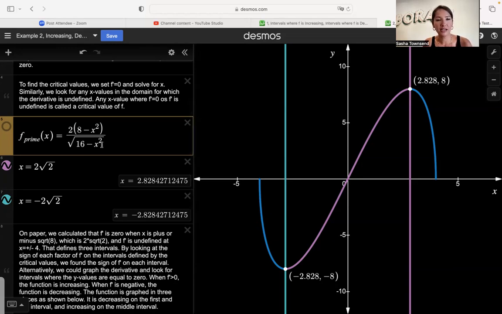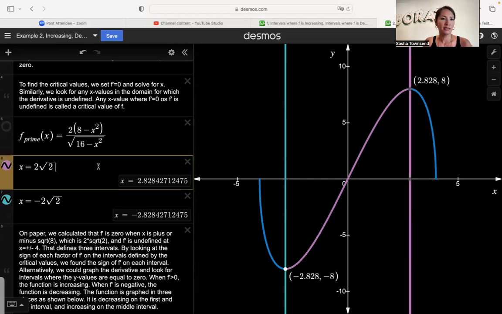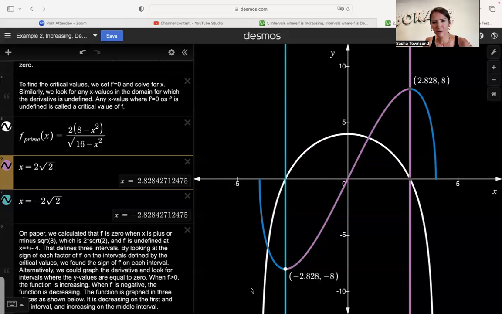Remember, critical values are any x values where the derivative is 0 or the derivative is undefined, and they have to be x values in the domain of the original function. So we get these 3 intervals: the interval from -4 to -2 root 2, the interval from -2 root 2 to +2 root 2, and the interval from +2 root 2 to +4. So when you do that, and you look at the signs, you find that f prime is negative, then positive, and then negative.